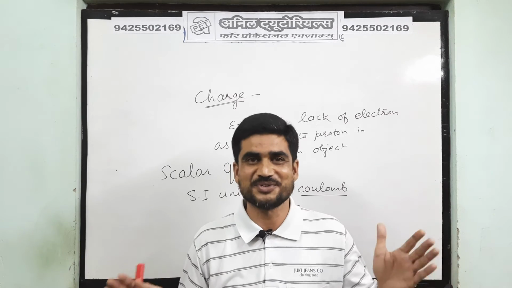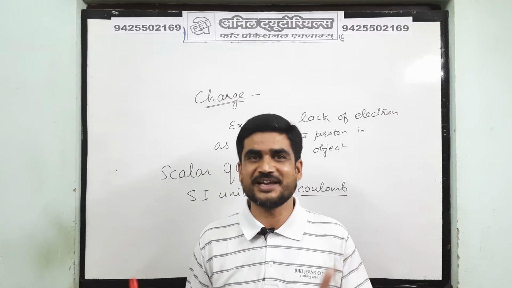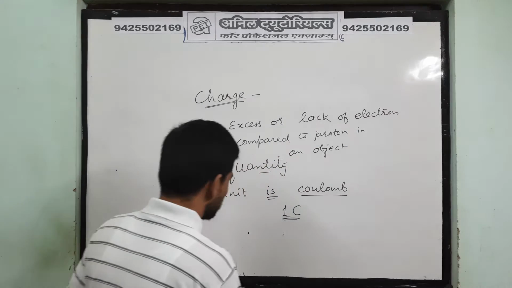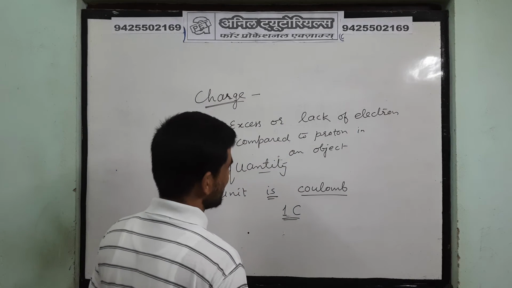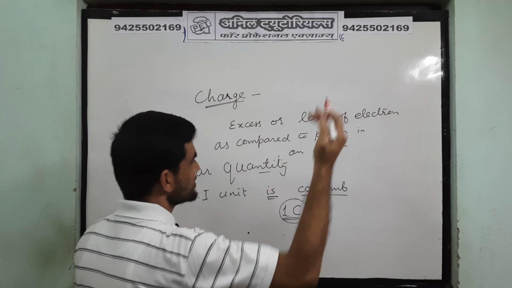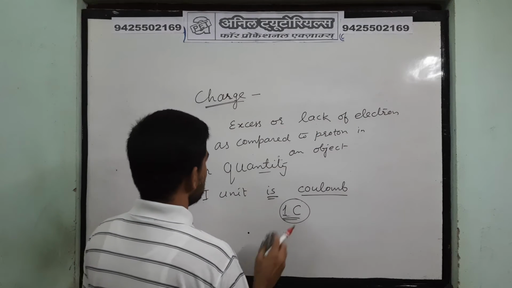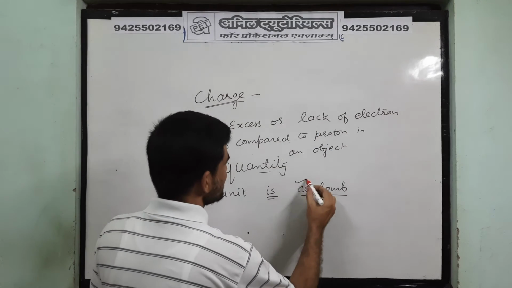Remember, it requires a sphere of about 9 meter radius to hold this amount of charge. So huge, a 9 meter radius that we cannot take in our physics lab. A 9 meter radius sphere is required to make a 1 coulomb charge. That we will discuss in some other topic. So here its SI unit is coulomb.